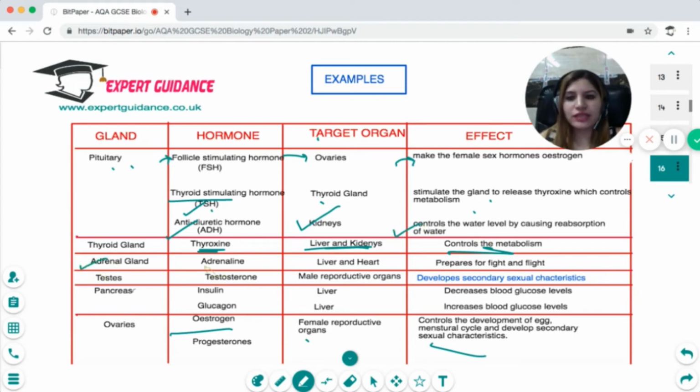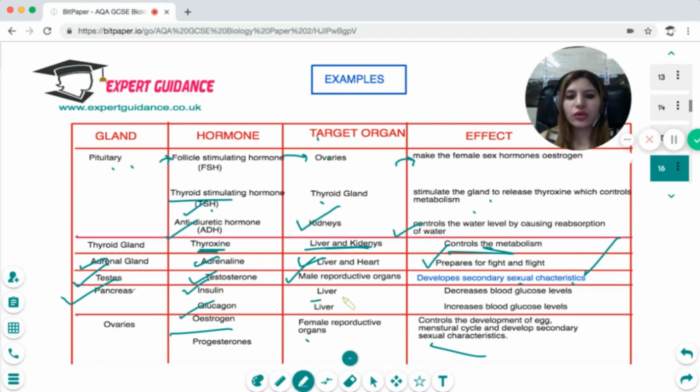Adrenal gland releases adrenaline, which targets liver and heart and prepares the body for fight and flight. Testes release the hormone testosterone, which targets the male reproductive organs and develops secondary sexual characters. Pancreas releases insulin and glucagon.